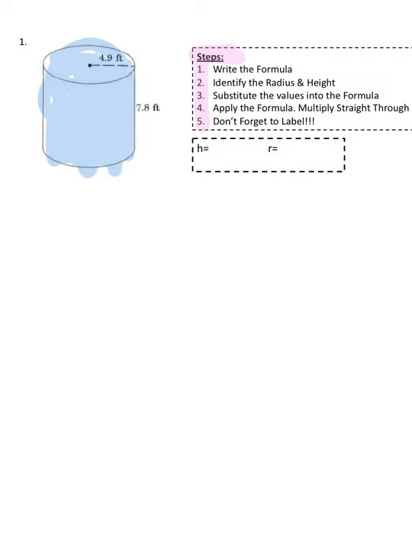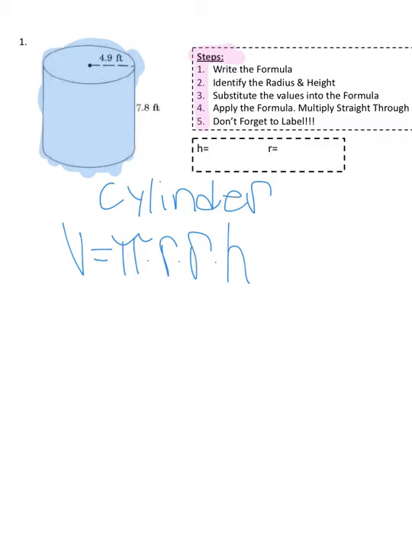So I'm looking at this figure and I'm like, is this a cone, a cylinder, or a sphere? Because that's going to determine which formula I am going to use to help me find the volume of this figure. I'm looking at it and I'm dealing with a cylinder. So we said it's a cylinder, so the formula for volume of a cylinder is pi times r times r times h. So step 1 is done.